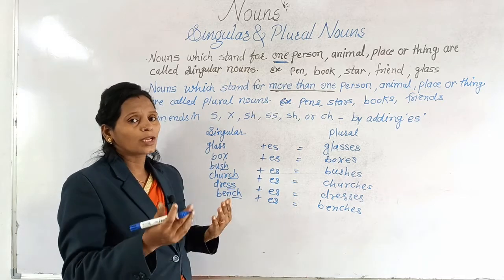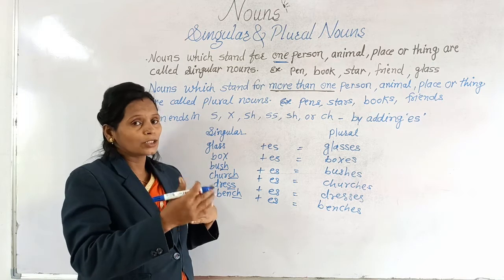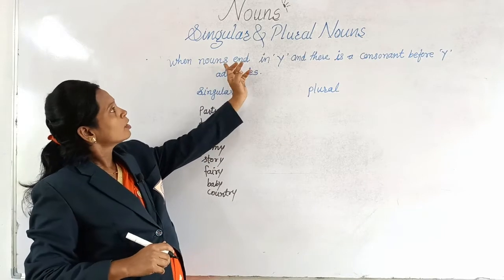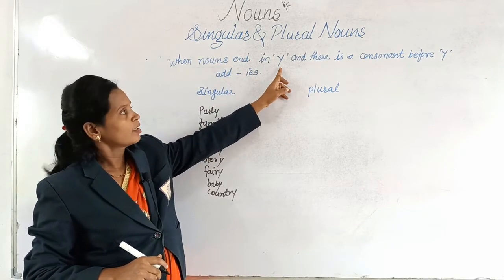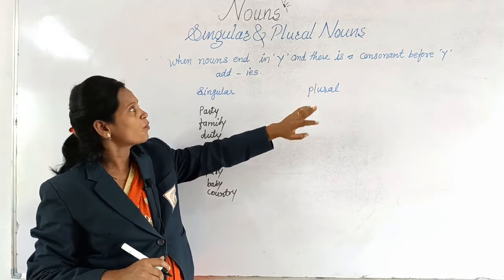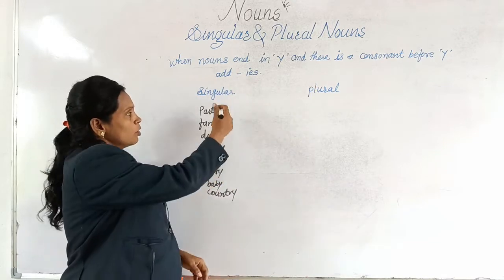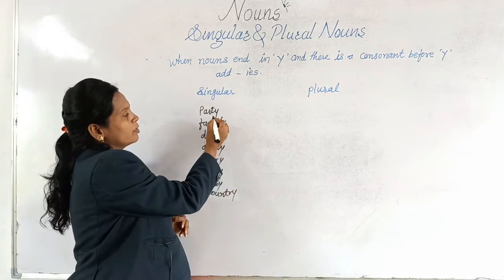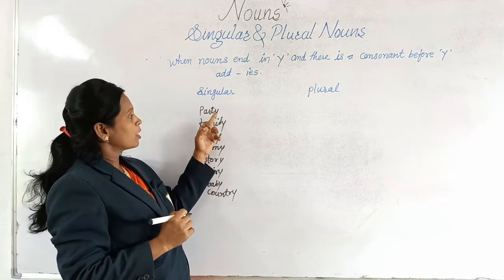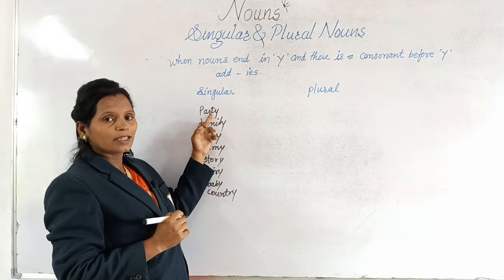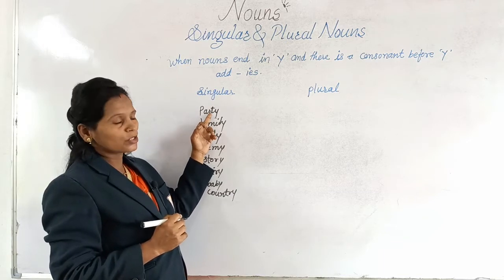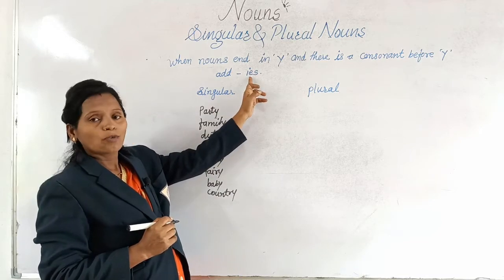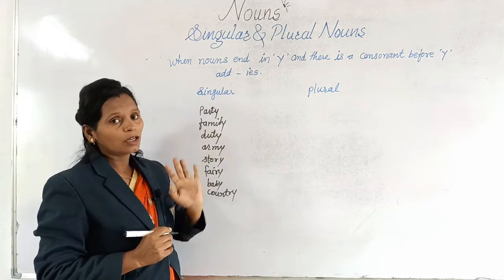Now let's see some more examples of nouns that end with the letter y. When nouns end in y and there is a consonant before y, add ies. So look at these examples. First example, it ends with the letter y, but before y, what is the letter here? T, and t is a consonant. So that's why we have to add ies to the end of the word to make it plural.